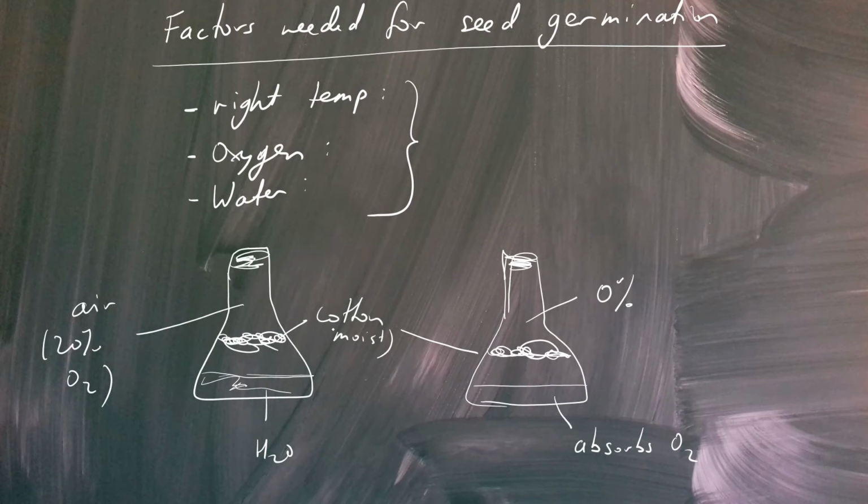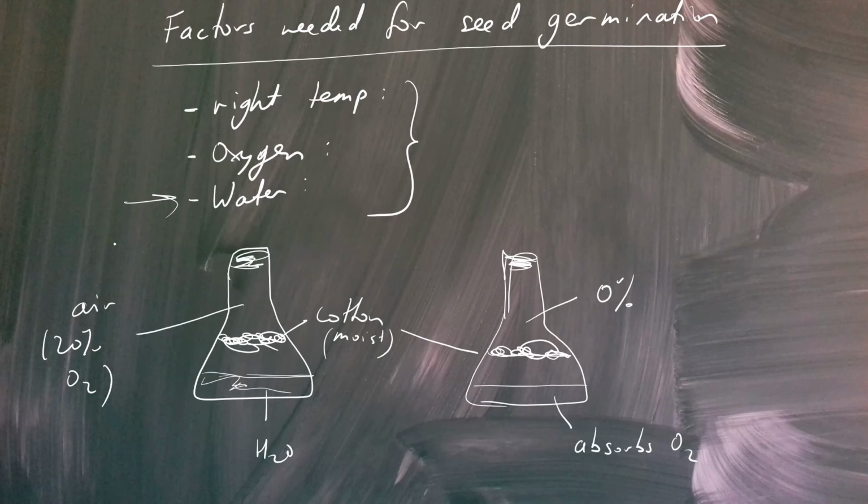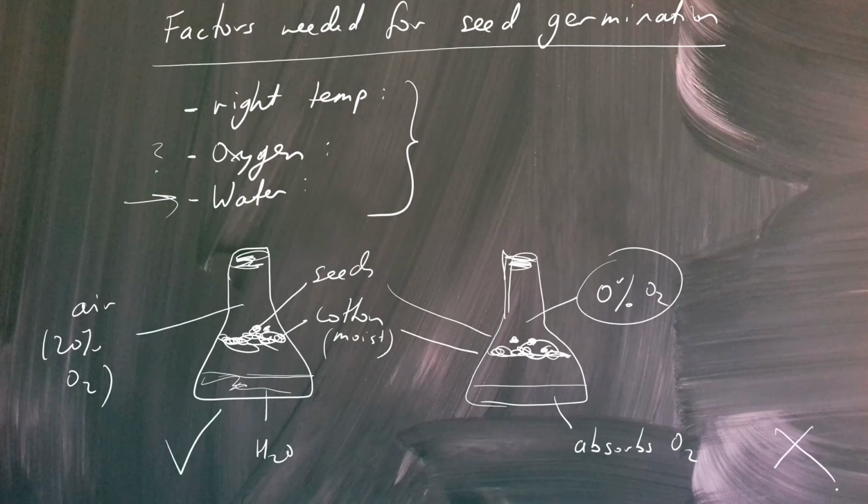Why does it have to be moist? Well, remember I told you that it needs water. And then the question is, does it need oxygen? Of course, everything has to be at the right temperature. And you have your seeds in the cotton, and then you can basically check it. Everything is controlled. The only difference is that over here you have 0% oxygen, and on the other side you have 20% oxygen. So this one should germinate, and this one should not germinate.